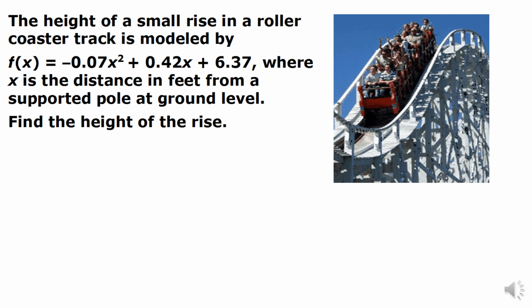Okay, so the height of a small rise in a roller coaster is modeled by this equation, which is a pretty intense equation, where x is the distance in feet from the supported pole at ground level. They want you to find the height of the rise. So they're trying to get you to find this distance, the distance of the rise. So mathematically, what do they need you to find? I want you to stop and think about that.